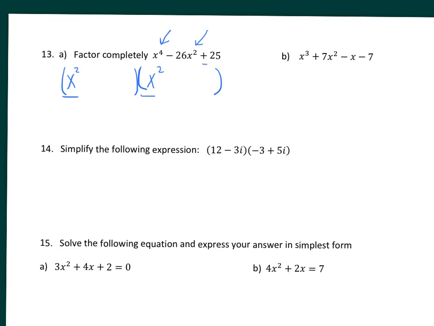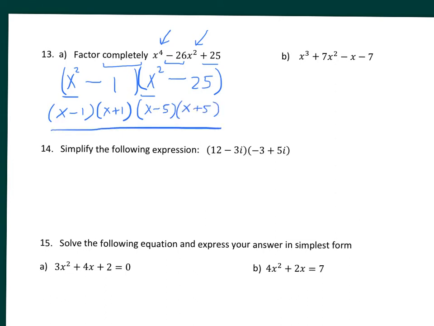We think of two numbers that multiply to positive 25 and add to negative 26. Well, that means that the signs are the same and they're both a minus, and negative 1 and negative 25 would add to the negative 26. However, this is good, but when it says factor completely, we can break up the x squared minus 1 into x plus 1 and x minus 1, and the x squared minus 25 into x plus 5 and x minus 5, in either order here. So this right here is the factoring that is completely factored.